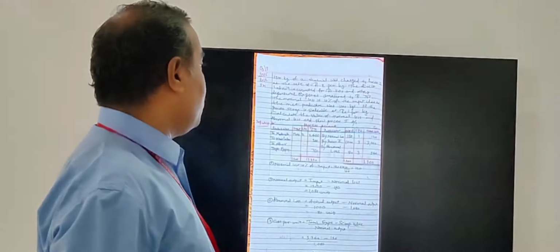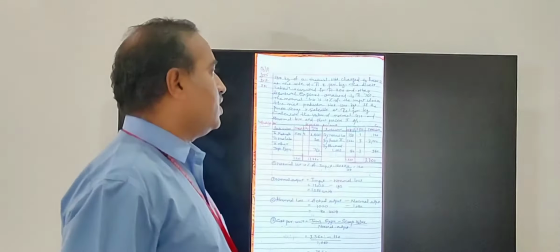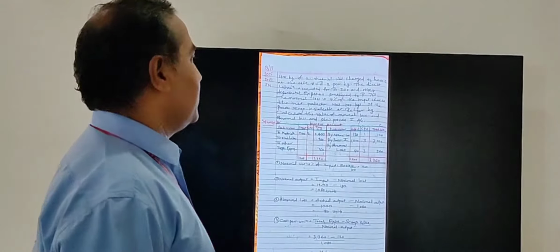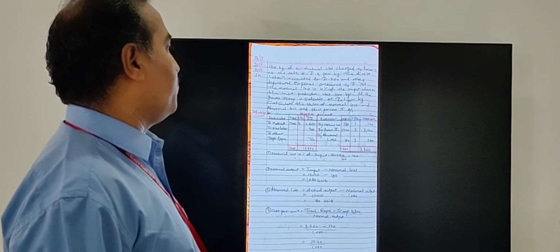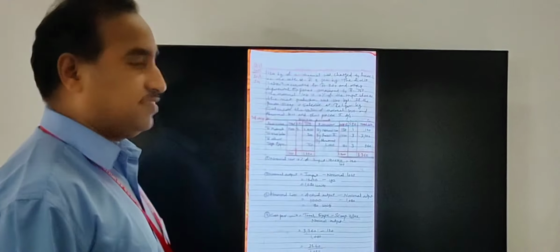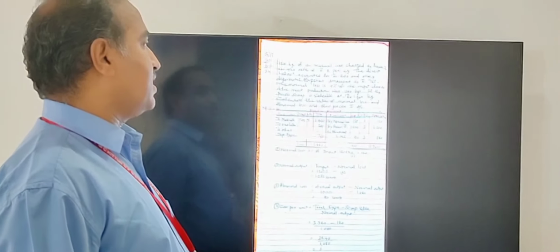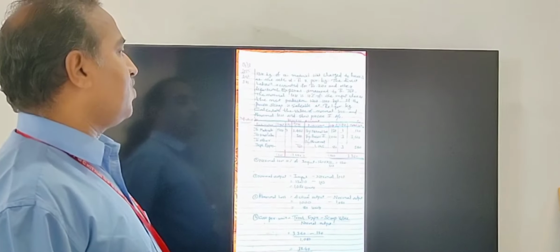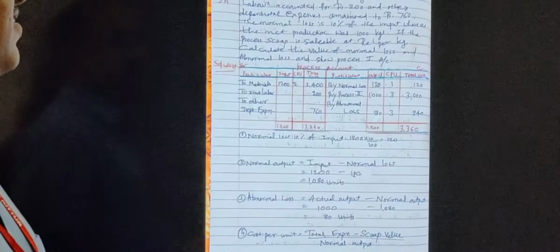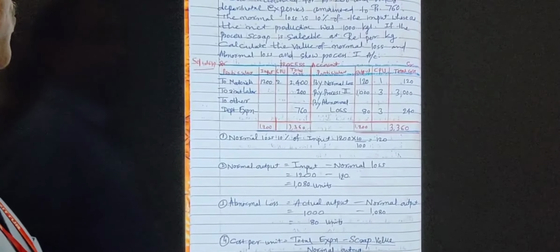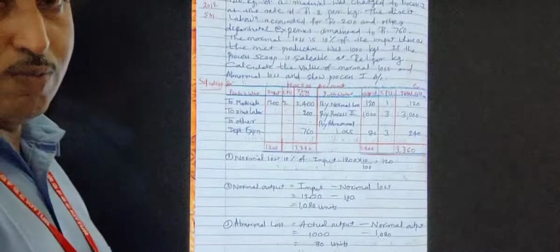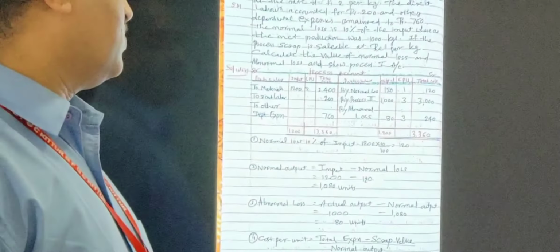Here for the problem, 1200 kgs of a material was charged to process 1 at the rate of rupees 2 per kg. The direct labor accounted for rupees 200 and other departmental expenses amounted to rupees 760. The normal loss is 10% of the input, whereas the net production was 1000 kgs. If the process scrap is sellable at rupees 1 per kg, calculate the value of normal loss and abnormal loss and show the process 1 account.